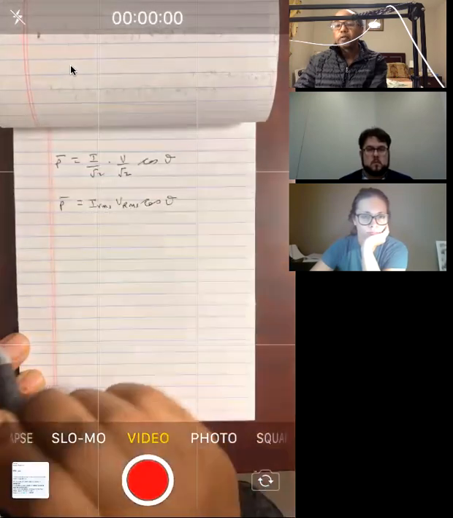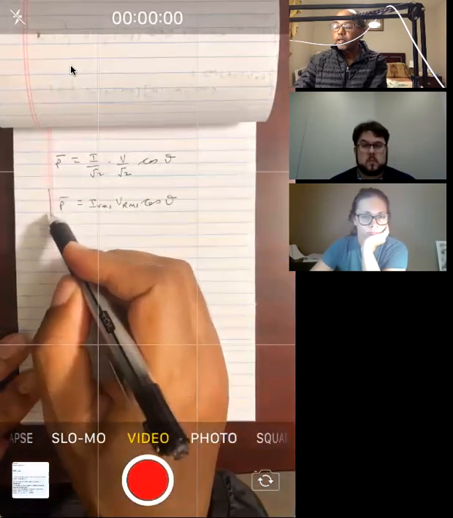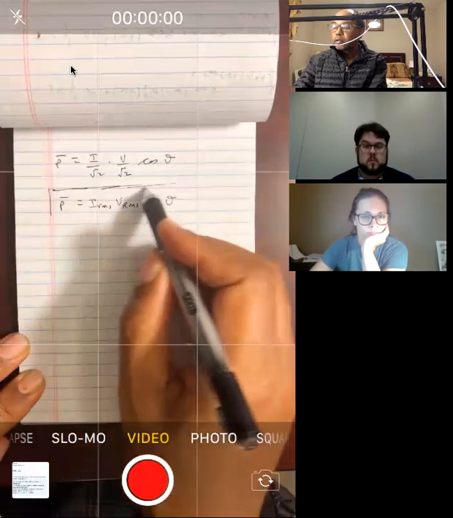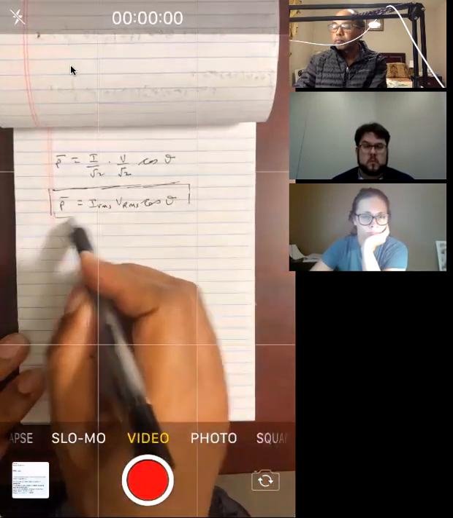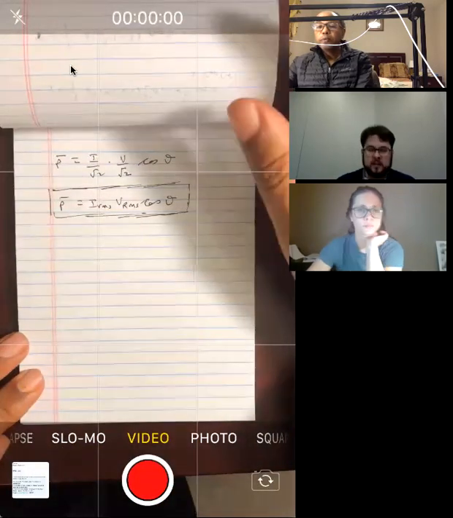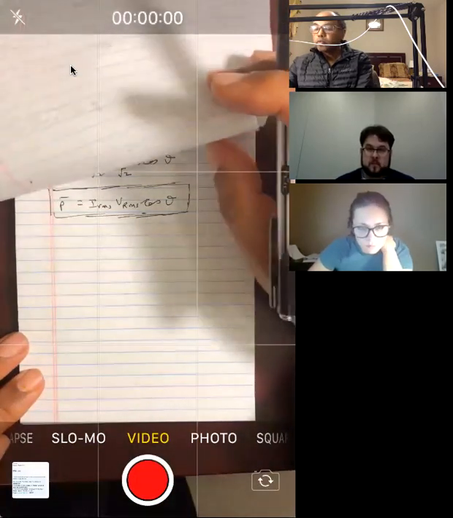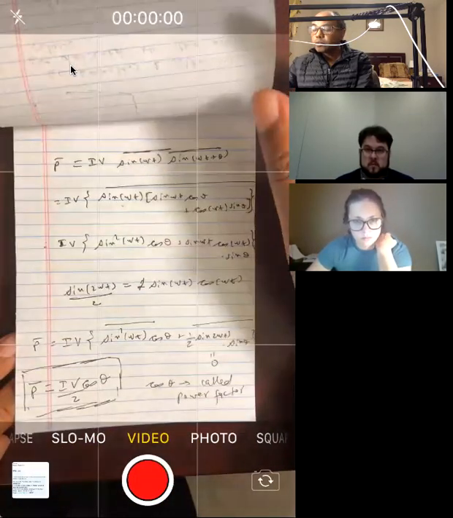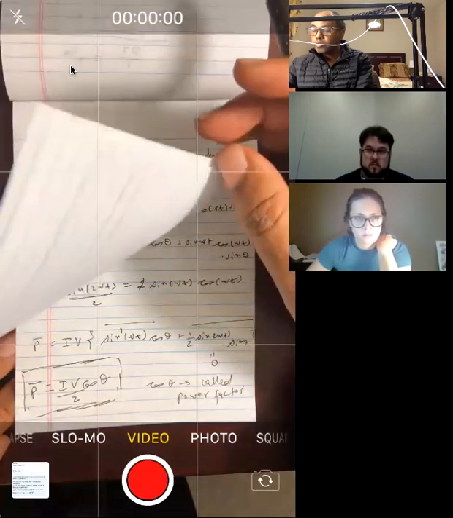Times the cosine of theta, okay? So this is another way of writing it in terms of RMS value. Now, let me remind you of another formula we got because we can simplify this equation further.